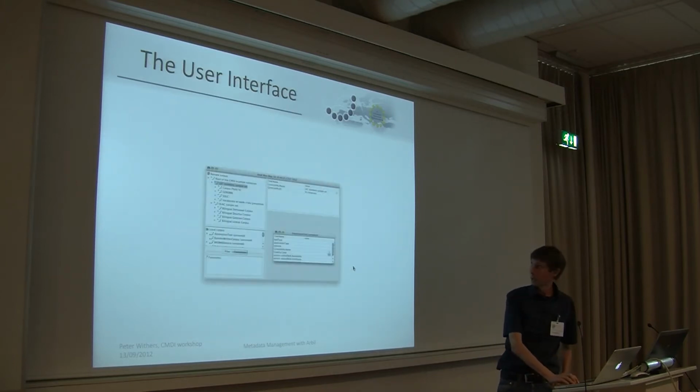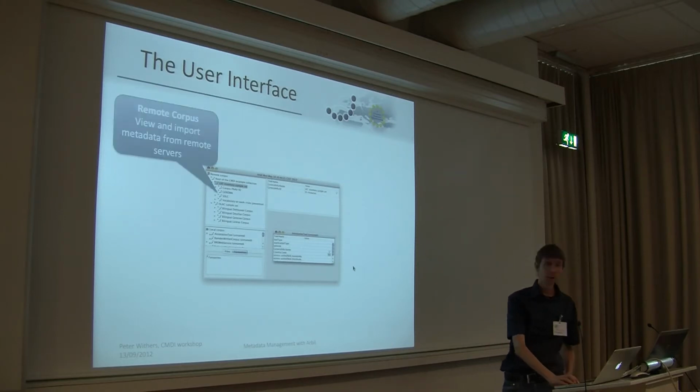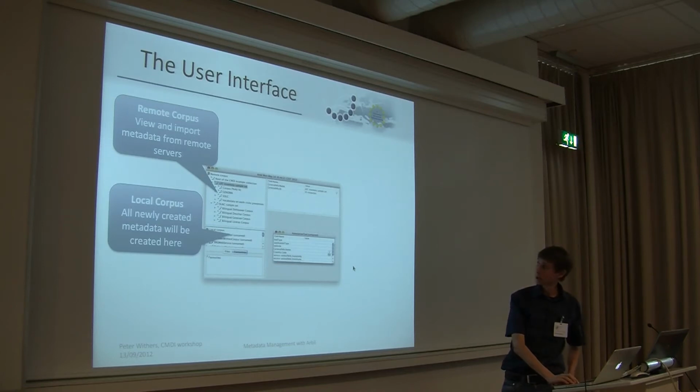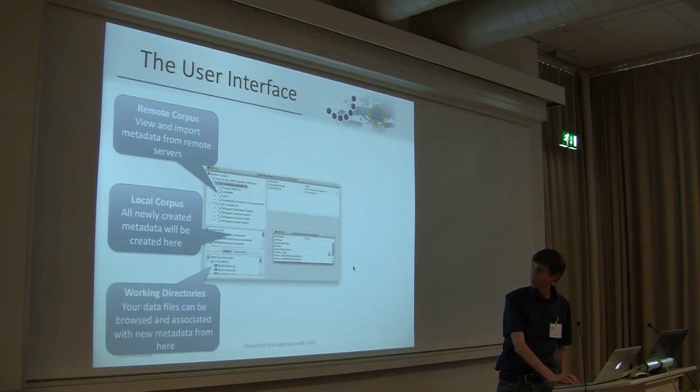In terms of the user interface in Arbil, this is the interface, and on the top left-hand corner, you have the remote corpus. This is when you have an existing corpus. In this case, it's SIMD, but it could be IMDI. That represents the archive, which is read-only and is available online. The local corpus is the area where you would actually be working. So this is the area that is editable. And down here on the bottom left, you have the working directory. This is where your data files are.